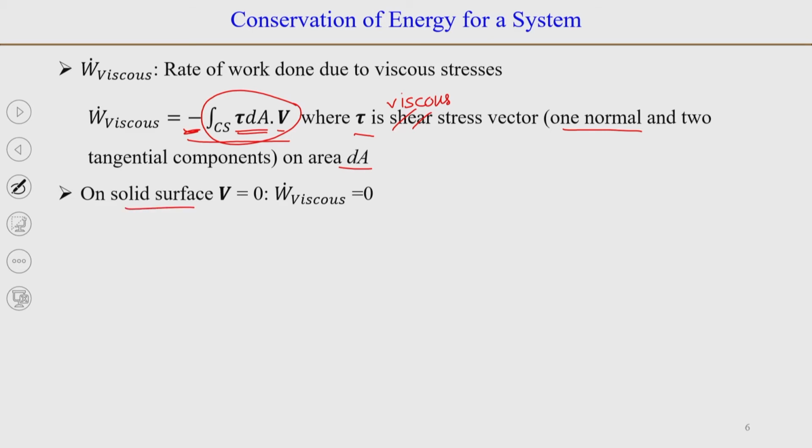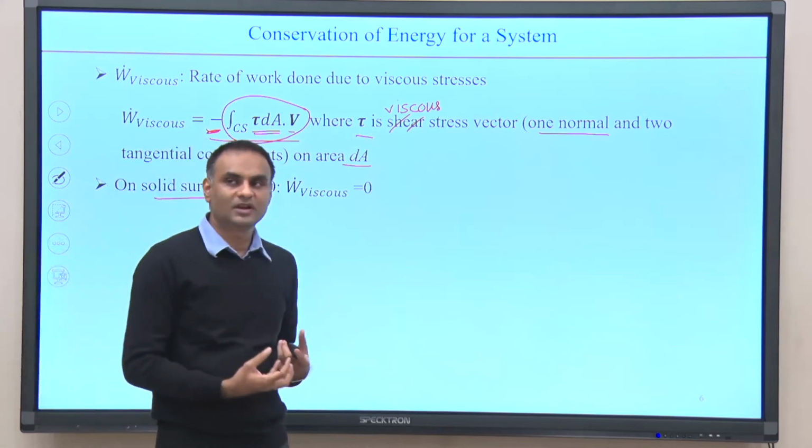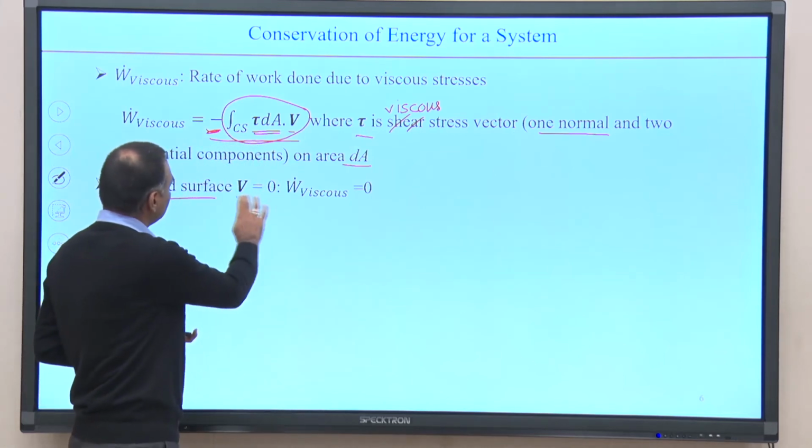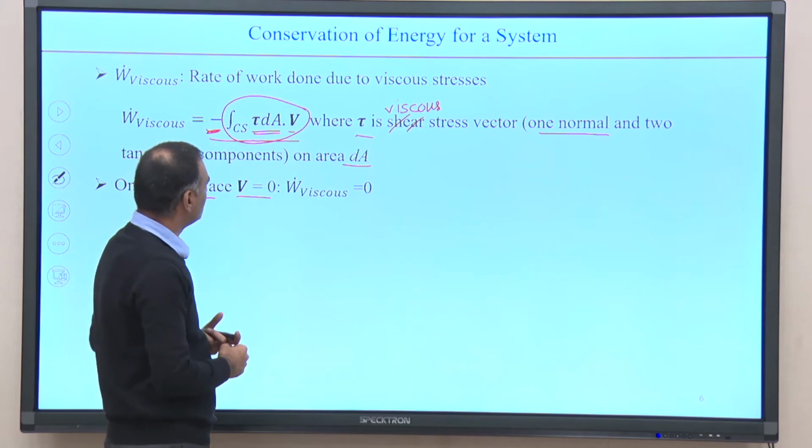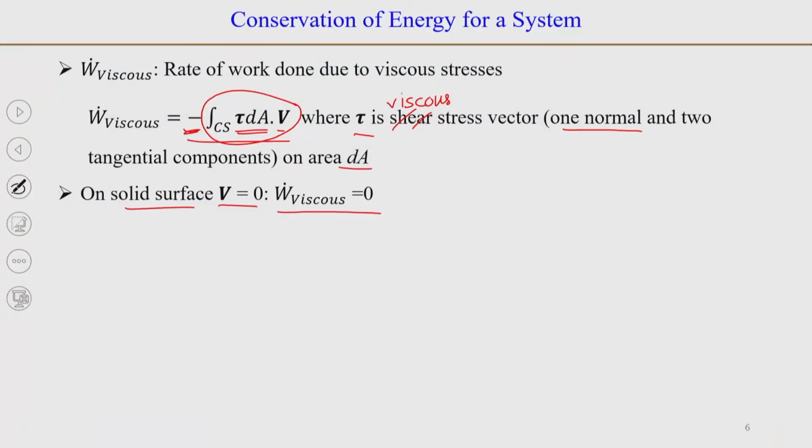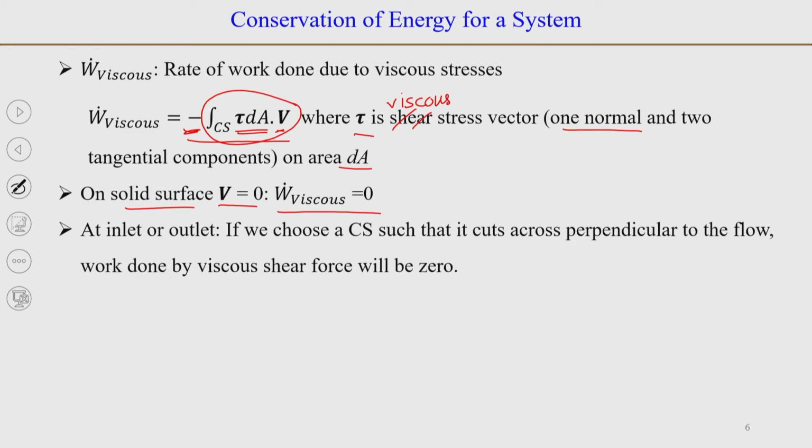On a solid wall we know, because of the no slip boundary condition, velocity is 0. So, when the velocity is 0, then the rate of work done because of the viscous stress will be 0, because V is 0. At inlet or outlet, so on any control volume where the flow is coming in or going out, let us say this is a control volume.